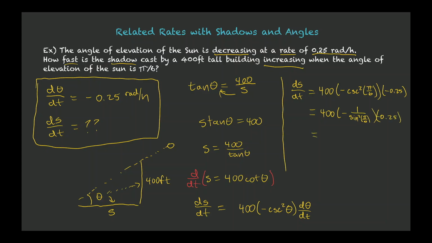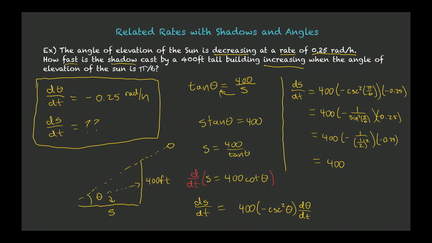Okay, so we'll have 400, and then negative 1 over, and sine of pi over 6, we could use our calculator, unit circle, that's 1/2. So we're going to get 1/2 squared, and then times another negative 0.25 over here. Okay, and now we could use our calculator to do all this, and if we multiply all this stuff out, it's just going to come out to be 400.